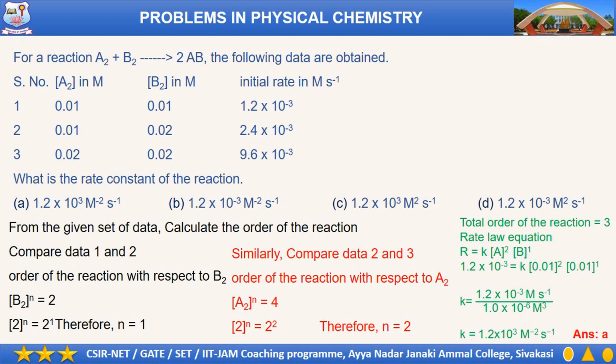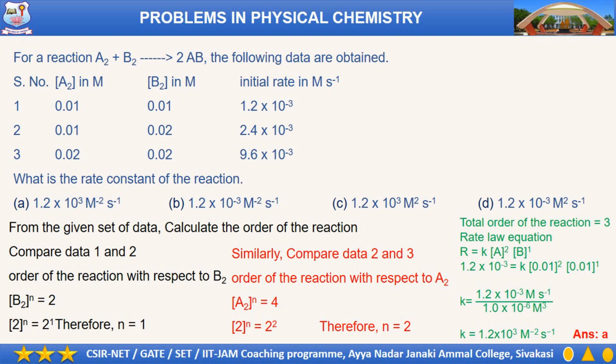Therefore, K would be equal to 1.2 into 10 power minus 3 divided by how much? 10 power minus 6. Do you follow this? 10 power minus 6, so K is equal to 1.2 into 10 power 3. Therefore, which answer is the correct answer? If you find, the answer C is an answer, A is also an answer, but the units are different. Which is the correct one?